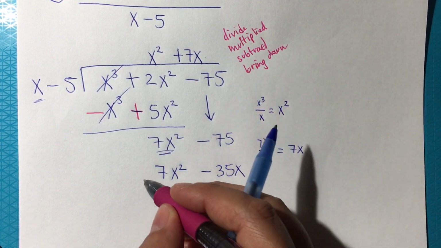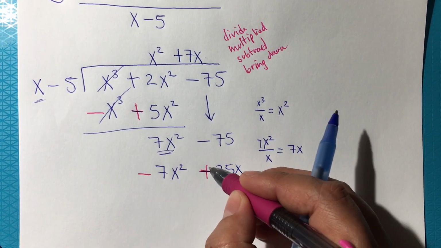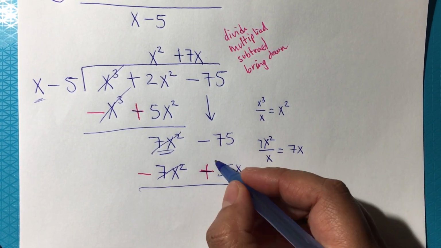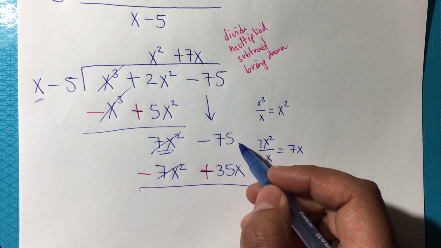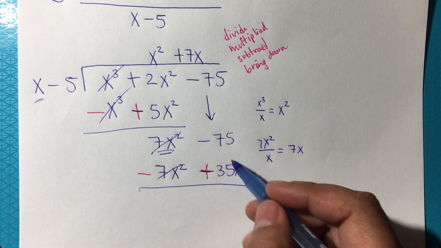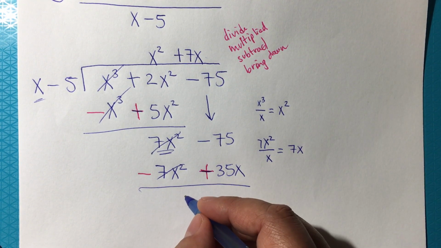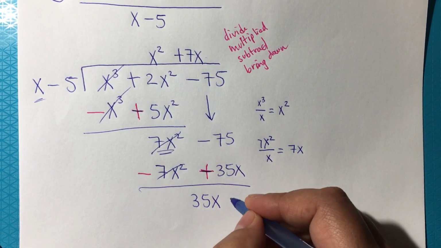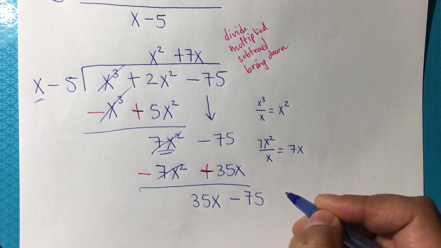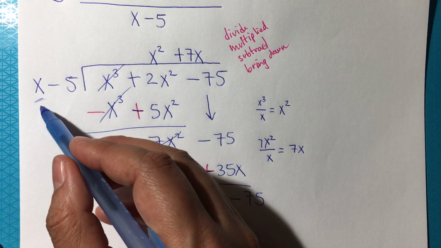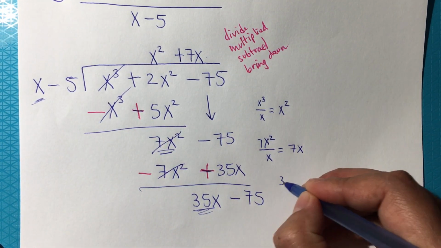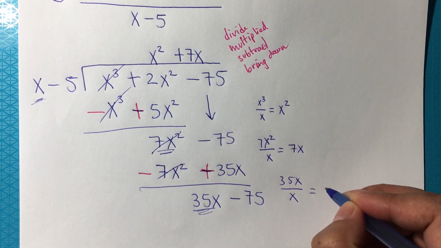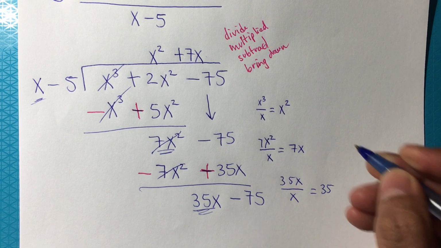The next step is to subtract. That means change the sign. And so this cancels. But in here, I noticed that this doesn't have an x and this one does. So they are not like terms at all. All I have to do is bring down this 35x and negative 75. Now I'm going to divide this first term by this. And so I have 35x divided by x. And that's 35.